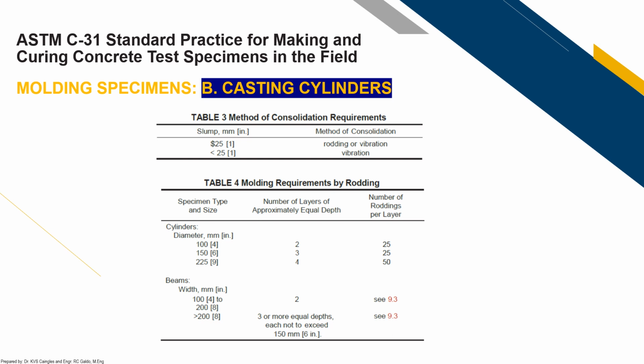Okay? Next is Table 4, the molding requirements by rodding. This means how many times you need to rod, how many times you need to strike. So again, it will depend on the diameter size of your cylinder, the number of layers of approximately equal depth, and at the same time the number of roddings per layer. Okay? So it's almost the same as ASTM C192.